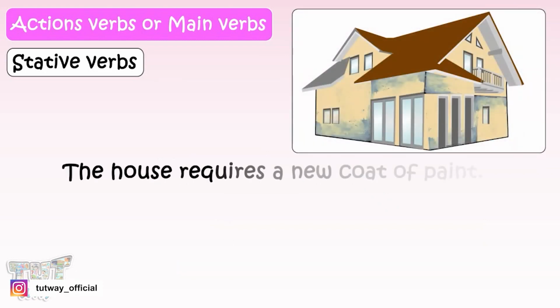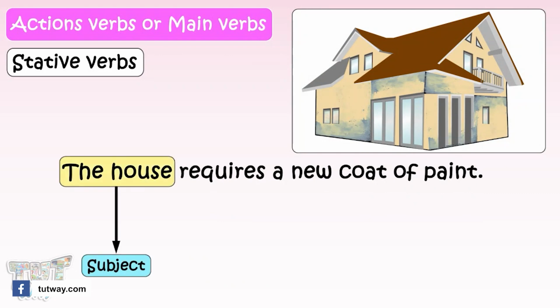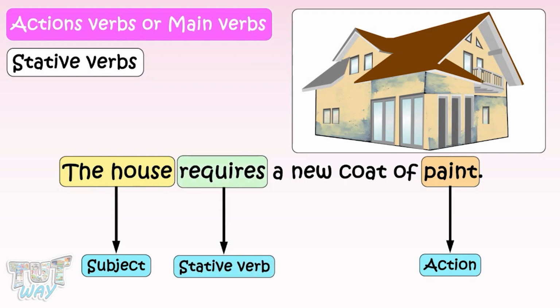The house requires a new coat of paint. Here, the subject is the house and the object is paint. The stative verb requires describes the relationship between the subject, the house, and the object, paint.